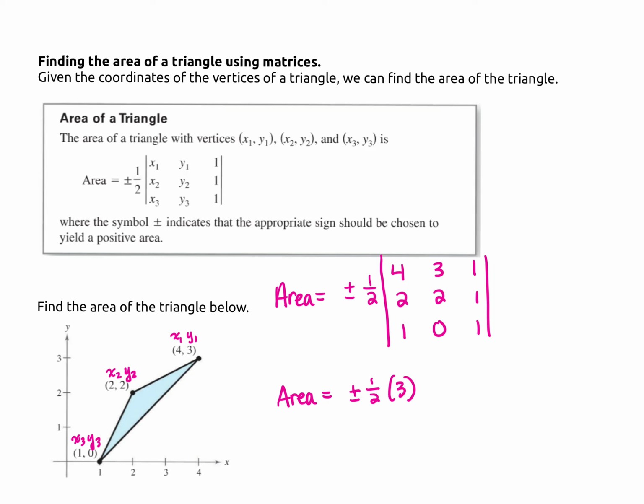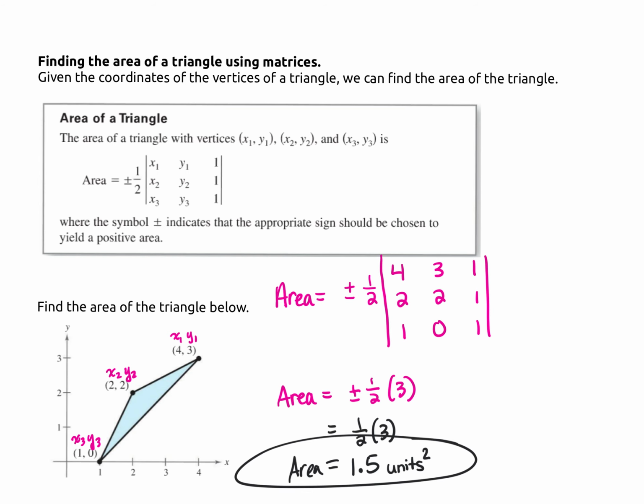I got the determinant was equal to +3. So then I know that I'm going to multiply by +1/2. So I would rewrite this as 1/2 times 3, which I can then write as 1.5 or 3/2. I don't have any unit of measure, so I'm just going to say units squared, and that is the area of the triangle to the left.